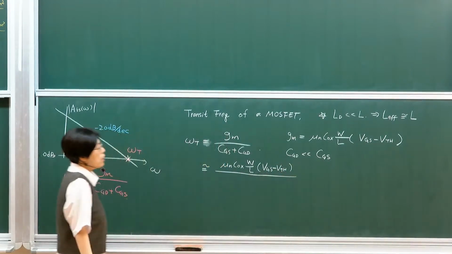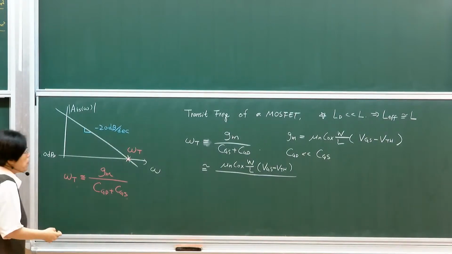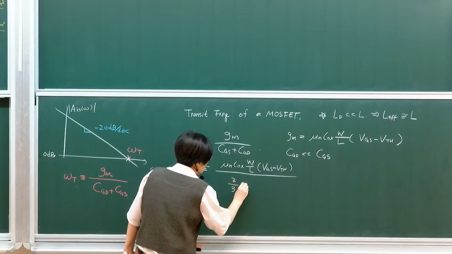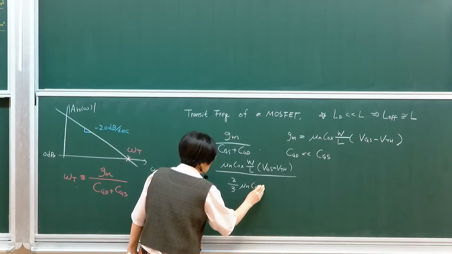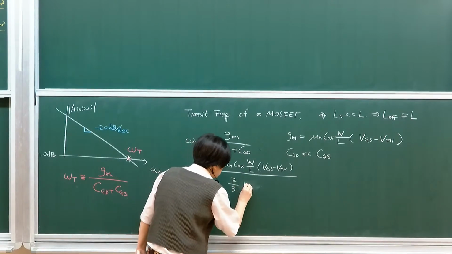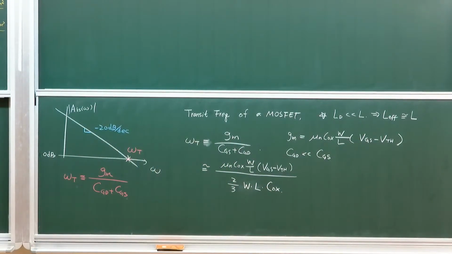Divided by this. And we're ignoring this overlapping capacitance, so this will be 2/3 W L Cox. The reason why we're doing this type of exercise is to let you know what are the things that can be done in order to push further on your bandwidth boundary. So you want to take out the parameter which is ineffective.